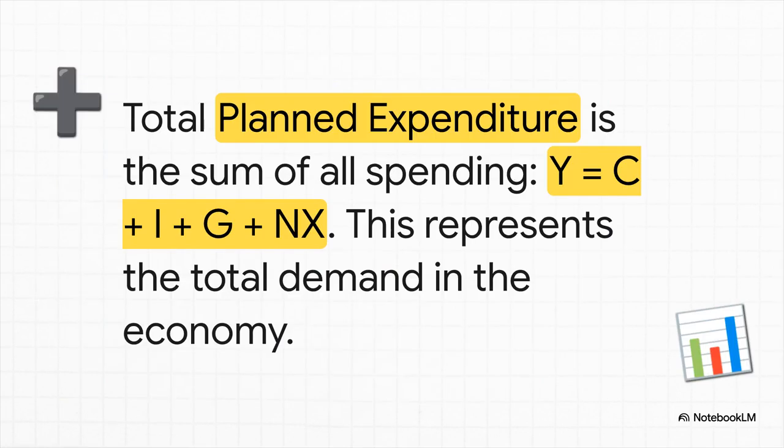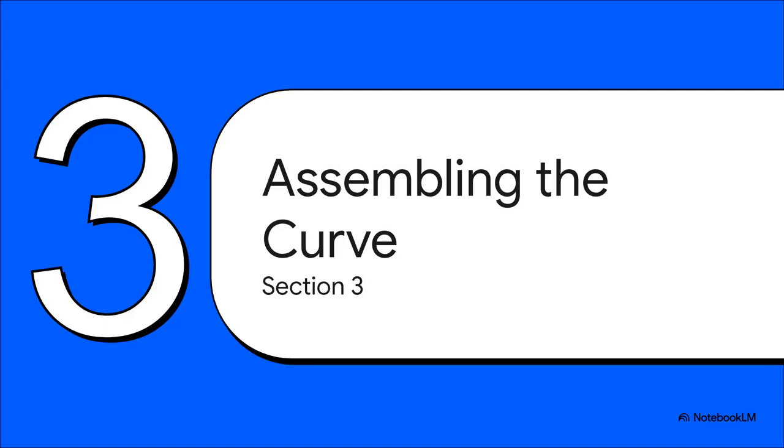So you put all those pieces together, C plus I plus G plus NX, and boom! That simple formula gives you the total planned expenditure. It's the grand total of all the demand in the entire economy. Okay, so now we have our building blocks. Let's see how they all connect to that interest rate we talked about. This is where we actually start to assemble the IS curve.